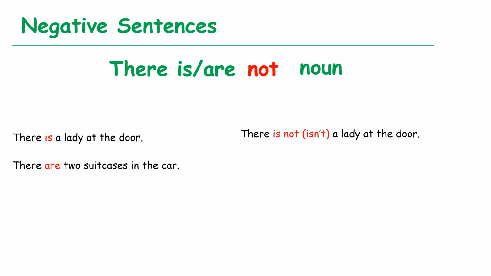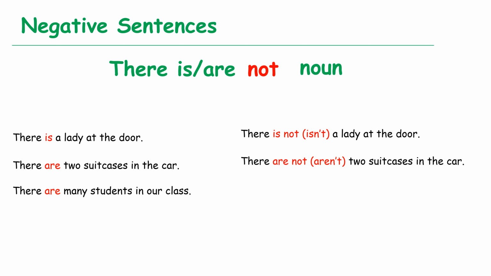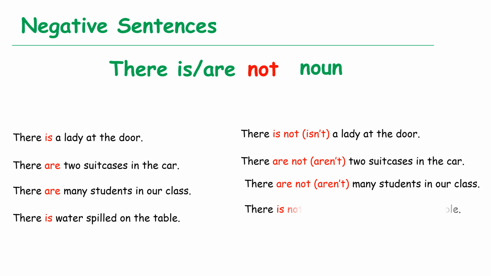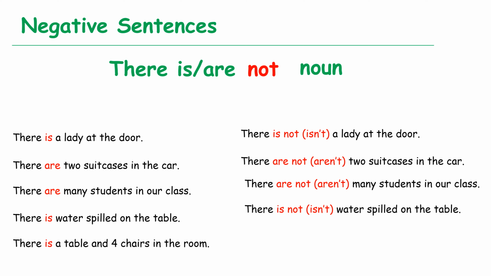There are 2 suitcases in the car. There are not 2 suitcases in the car, or there aren't 2 suitcases in the car. There are many students in our class. There are not many students in our class, or there aren't many students in our class. There is water spilled on the table. There is not water spilled on the table. There isn't water spilled on the table. There is a table and 4 chairs in the room. There is not a table and 4 chairs in the room. Or, to make it shorter, there isn't a table and 4 chairs in the room.